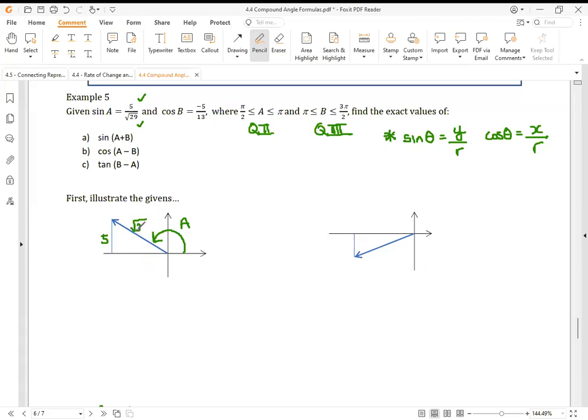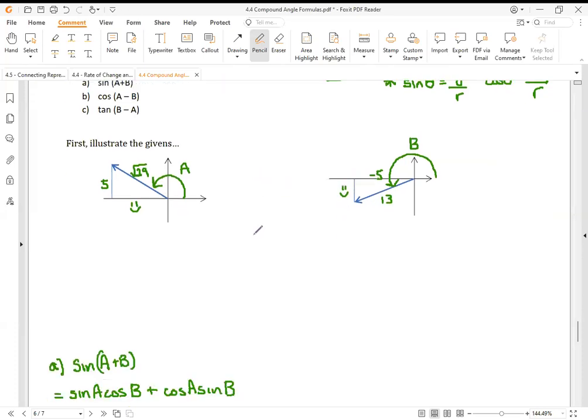Anyways, R would be root 29. I have my y, I have my r, you can find the x. Same thing, angle B. The question already said it was in quadrant 3. Cosine of B is x over r. My x is negative 5. My r is 13. I can solve for y.